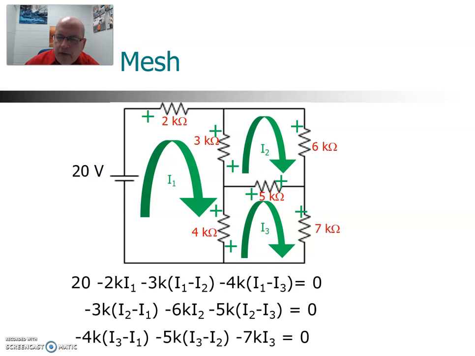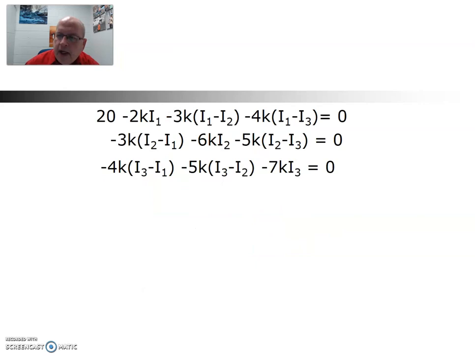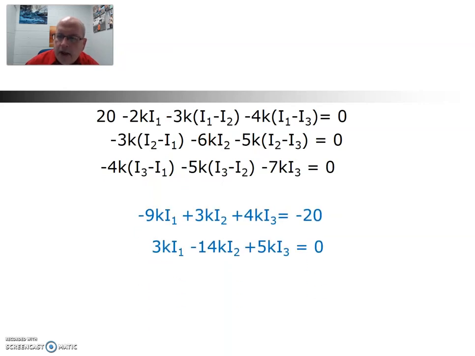All right, for the third loop, we have minus 4K (I3 minus I1), minus 5K (I3 minus I2), and then minus 7K I3. Gives us these equations. We collect our terms, and we wind up with these 3 equations. And again, with a calculator, that is not that terribly difficult to solve.